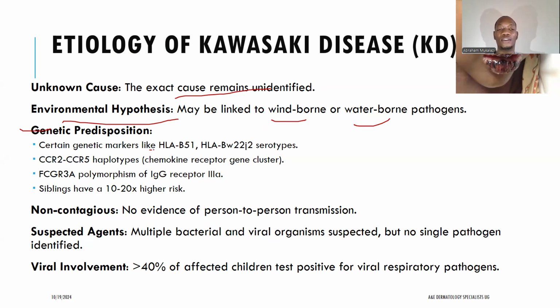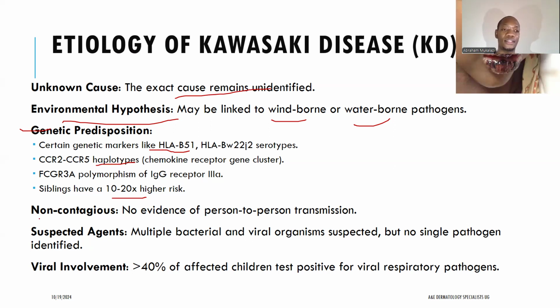This includes human leukocyte antigen B51, the human leukocyte antigen BW22J2 serotypes, and we also have the CCR2 and CCR5 haplotypes. All these have been associated with an increased risk of developing Kawasaki disease, which can be as high as 20 times compared to other individuals with other genotypes and phenotypes.